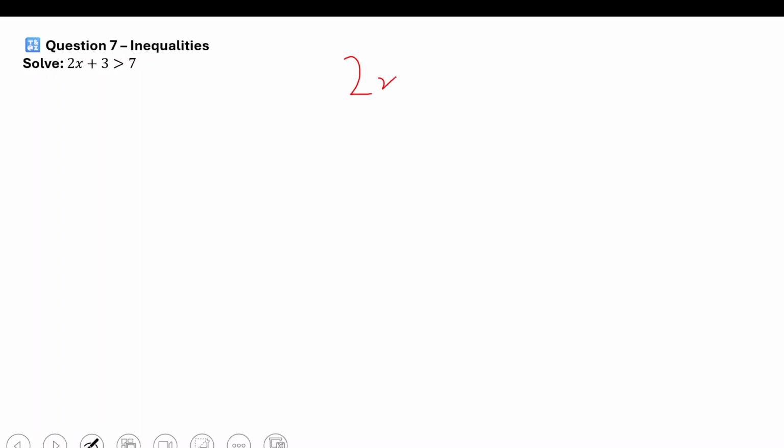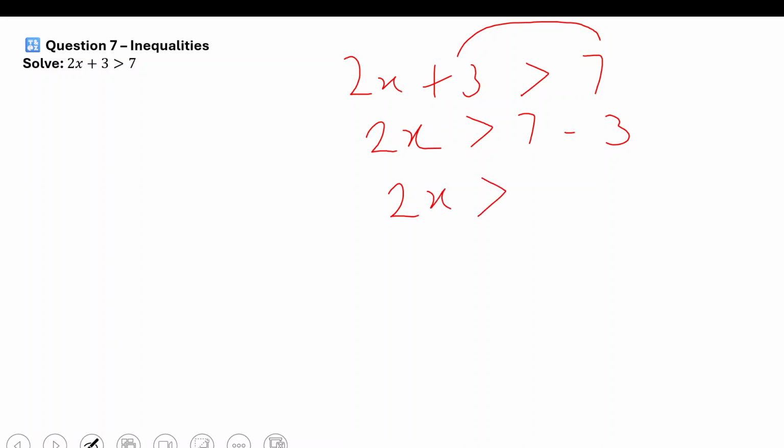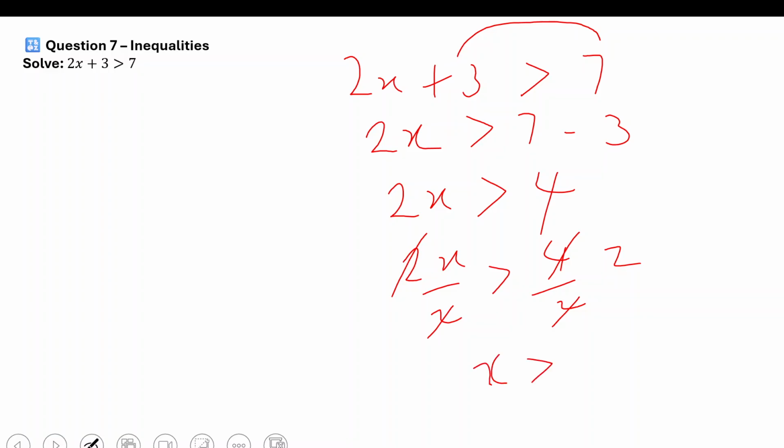So I have 2x plus 3 greater than 7. All right, so I'm going to take plus 3 to this side of the inequality sign. I will say 2x greater than 7 minus 3. Once this plus 3 crosses, it becomes minus 3, right? So I have 2x greater than 7 minus 3, which is 4. If I divide both sides by 2, I have 2x over 2 greater than 4 over 2. 2 will cancel 2, and 4 over 2 is 2. So I have x is greater than 2. That's the answer.